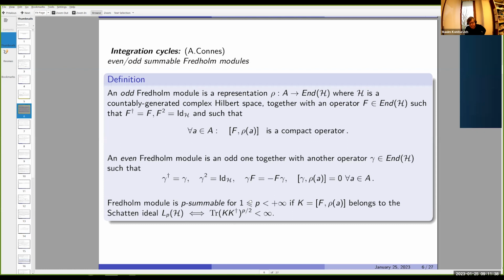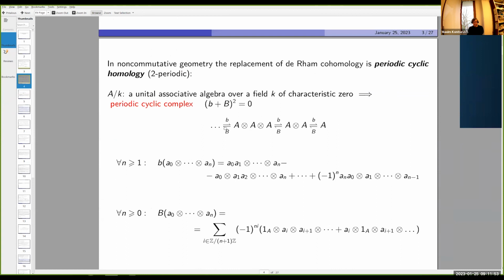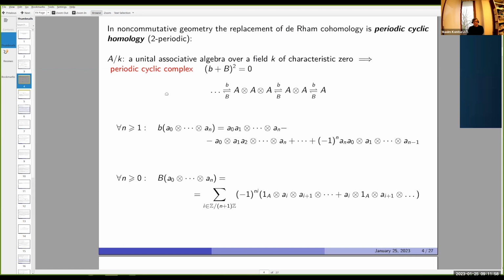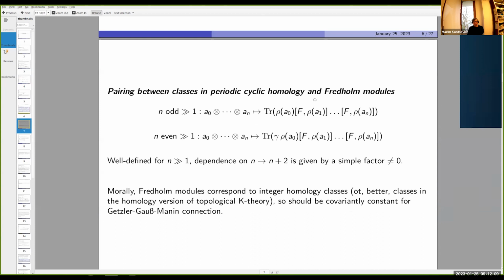And if you get summability for some p, then you can pair it with periodic cyclic homology. I just recall that in periodic cyclic homology, if you get a class, you get an infinite sequence of elements in tensor powers of the algebra, not completed. When you have summability, you should pick elements sufficiently far to the left and pair them with integration cycles. The pairing is given by a certain formula. We take the trace of certain products, and the traces will be convergent for n sufficiently large, because you get a product of many operators which look like roots of a trace class, so the product will be of trace class. If you change n by n plus two, the answer will be multiplied by some simple non-zero factor, some 2 pi i, maybe something like n.